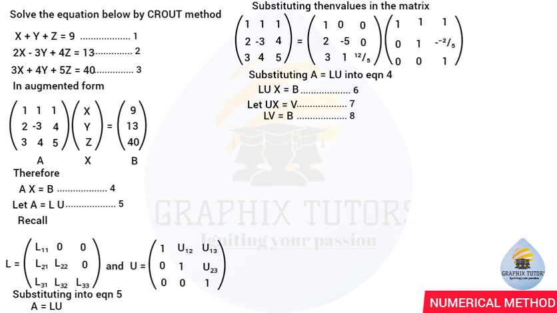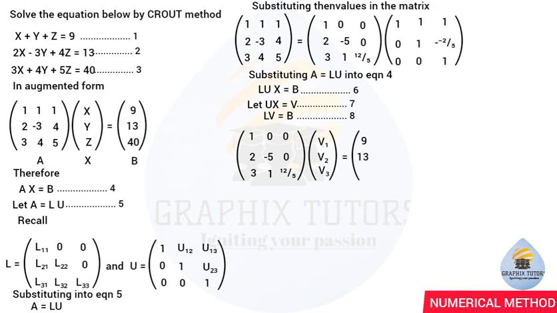So what is the value of L? We have it already. So the V here, we'll let V be equal to V1, V2, V3, since it's a 3 by 3 matrix, equals B. What is B? B is 9, 13, and 40. If you multiply, you use your knowledge of matrix multiplication: the first row times the column. So 1 times V1 is V1, plus 0 times V2 is 0, plus 0 times V3 is 0. I'll go to the next row to multiply this column.